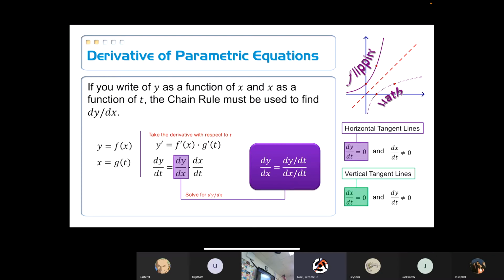You don't often have to find the whole entire derivative or whole entire slope dy/dx. You could just see what the derivative of y with respect to t is if you only had to find horizontals, say. But you still have to compare it with the bottom to make sure it's not 0.